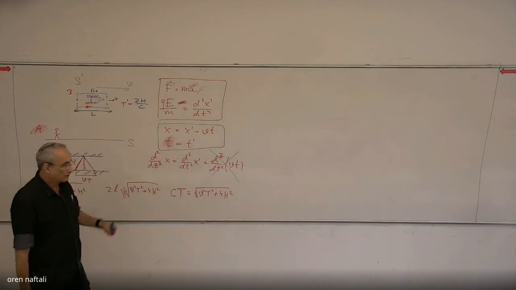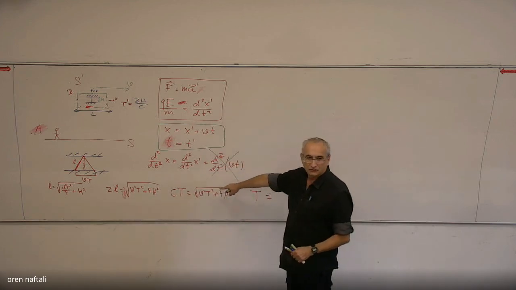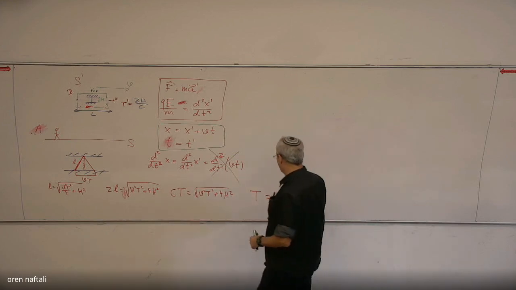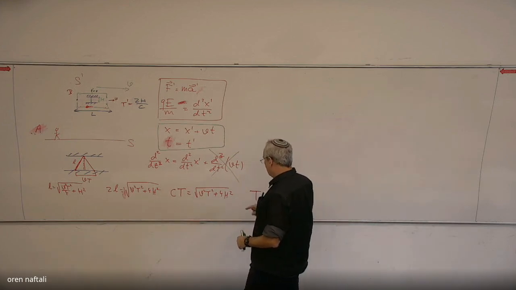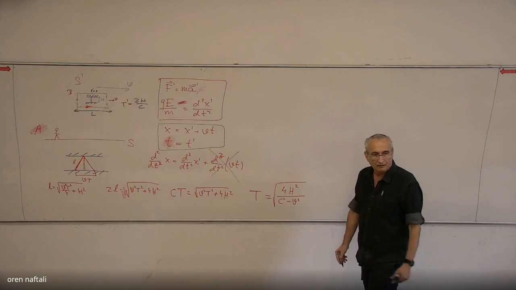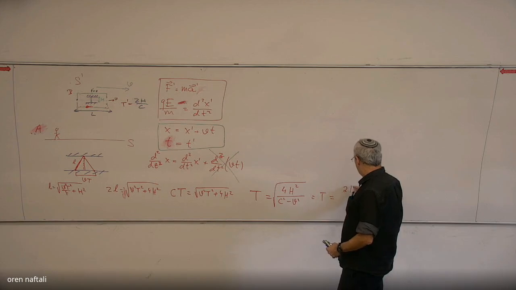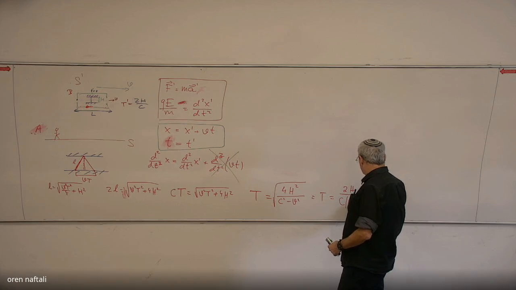Now this implies, for T the time unit, that I have to raise both sides to the second power and move things, and what we get is that T has c squared minus v squared, so we have 4h squared divided by c squared minus v squared, square root of that. Just algebra. Hopefully I did it right, which implies that T is 2h over c times 1 minus v squared over c squared to the power of 1/2.